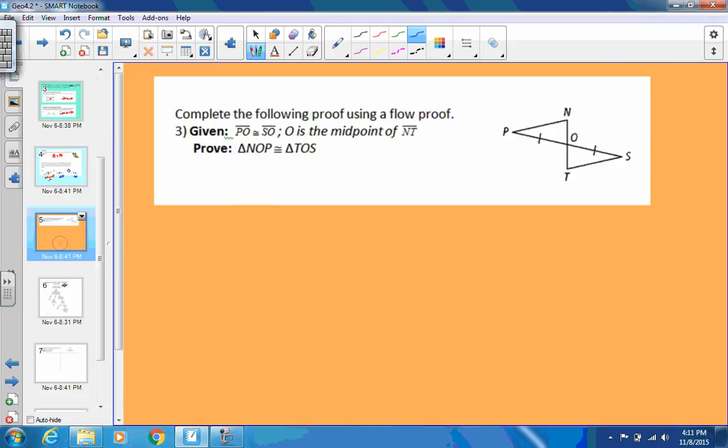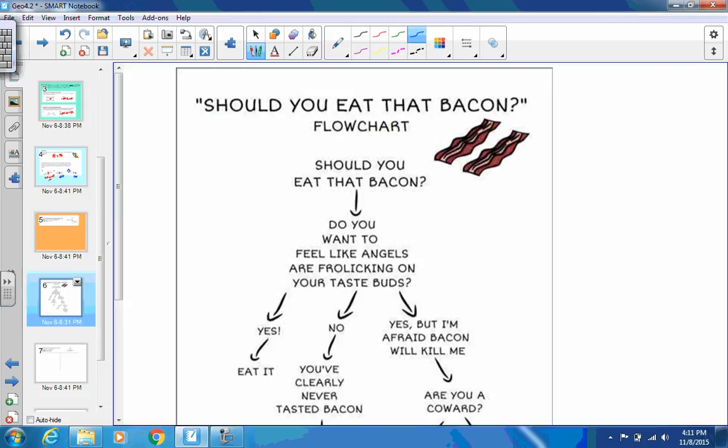Now let's do a couple proofs. Now this first one says, complete the proof using a flow proof. I have not taught you how to use a flow proof yet. Maybe I did. If not, I'm not going to expect you to use a flow proof. It's the least common way of doing proofs. It's a more visual way, though, so you might be interested in it. I'll show you an example of how they look.